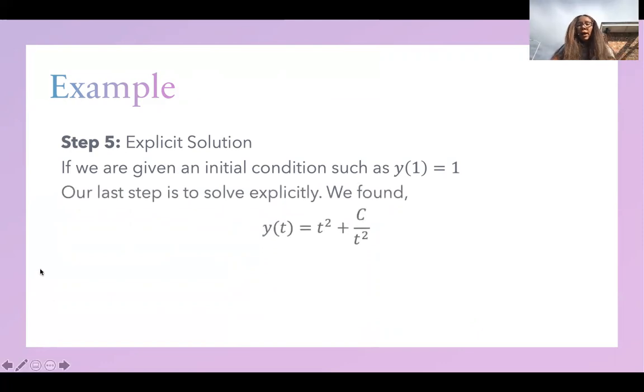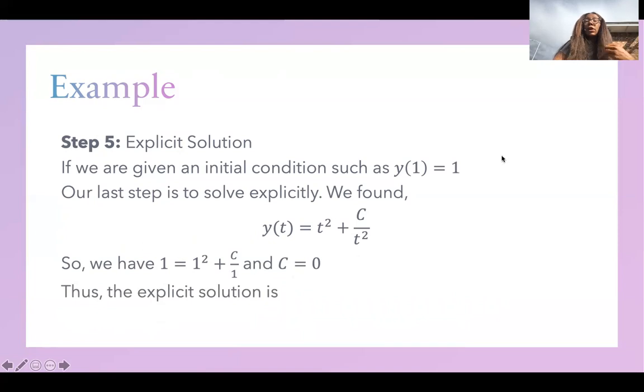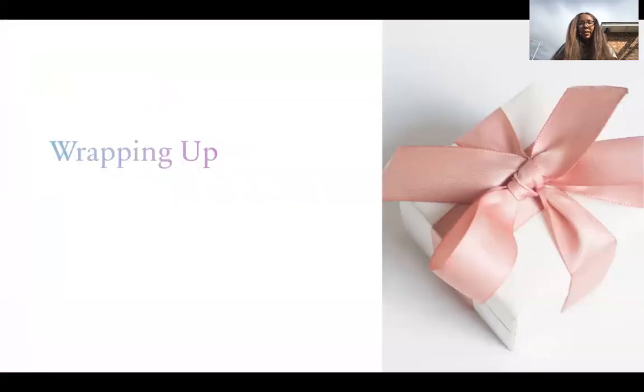So we found that y of t is equal to t squared plus c over t squared. So we have that when t is 1, y is 1. So we substitute that in, and we have 1 is equal to 1 squared plus c. And that means that c must be 0, right? And so if this is our initial value, y of 1 equals 1, then our explicit solution, that one curve that relates to the differential equation we're working with, is just y of t equals t squared.